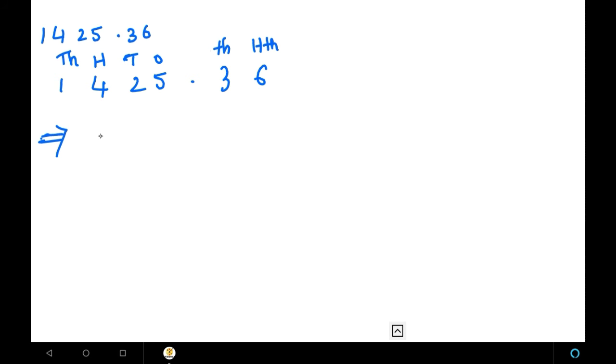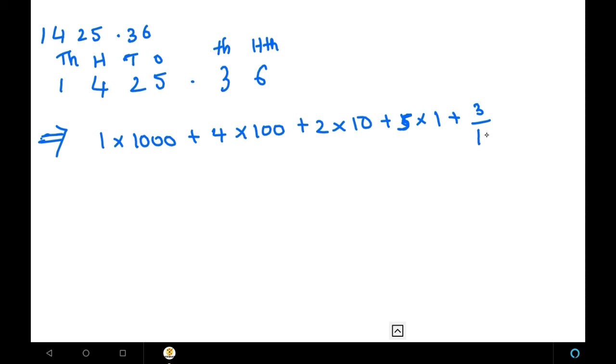So let us expand this using exponents and powers. First, let us write the normal expanding form. 1 into 1000 because it's in the thousands place, plus 4 into 100 because it is the hundreds place, plus 2 into 10 because it's in the tens place, plus 5 into 1, plus 3 into 1 by 10, plus 6 into 1 by 100. Okay, these are the numbers we have got.